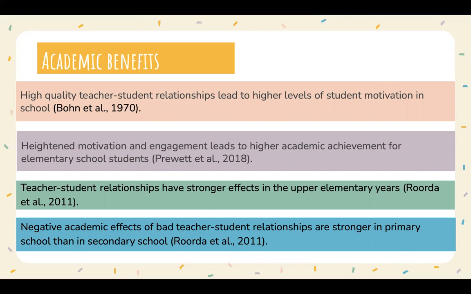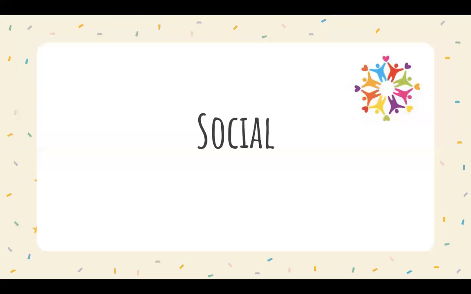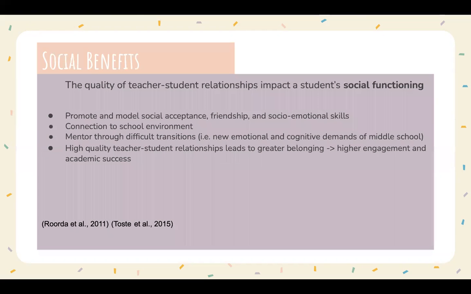So while quality relationships do have academic benefits, they also impact students' social functioning and their sense of belonging. So teachers have the influence to promote and, most importantly, model for their students how to practice things such as social acceptance, how to be warm and caring, just how to be a good friend. So overall, they really have a significant role in just the development of a student's social and emotional skills.